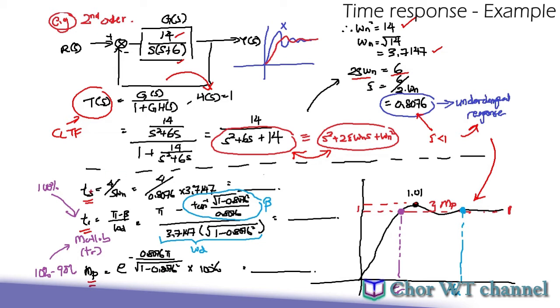Settling time is given by the approximation of 4 times the system time constant, where the time constant tau is approximately equal to 1 over zeta omega n. Therefore, 4 tau gives 4 over zeta omega n, which is 4 divided by 0.8076 multiplied by 3.7147, the values of zeta and omega n that we obtained earlier. The rise time will be equal to pi minus beta divided by omega d, and the maximum overshoot will follow this formula.